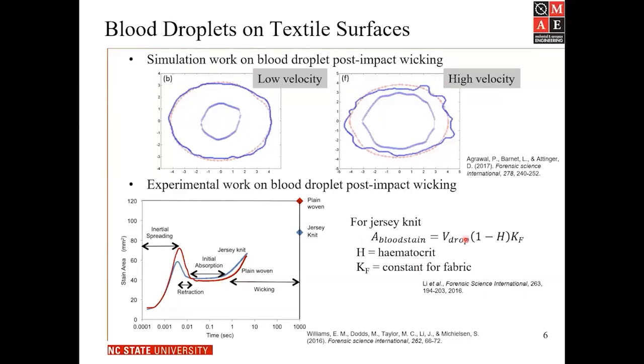On the other hand, they also developed some correlations between the stain area and the volume of the blood drops, and there's a good correlation there. We can actually use this correlation to find the size of the drop using the area of the stain.